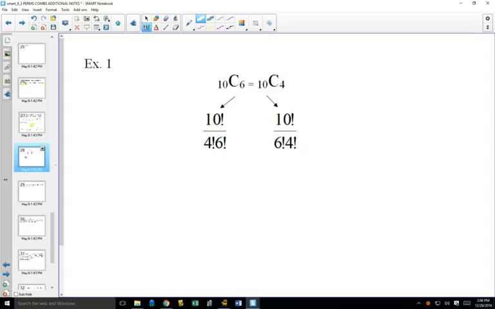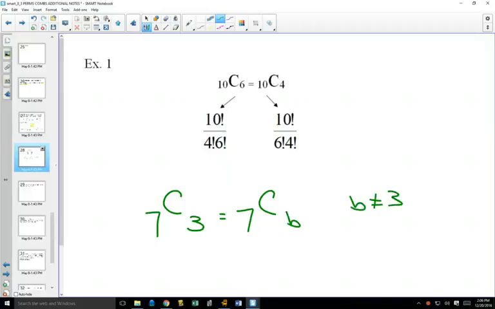We've already seen in other examples too that choosing a group of 6 from a group of 10 is exactly the same as choosing a group of 4 from a group of 10. So we can do that in other examples. Sometimes there's questions like this. 7 choose 3 is equal to 7 choose B, and B doesn't equal 3. What's B equal to? B would have to equal 4, because choosing a group of 3 from 7 is the same as choosing a group of 4 from 7.